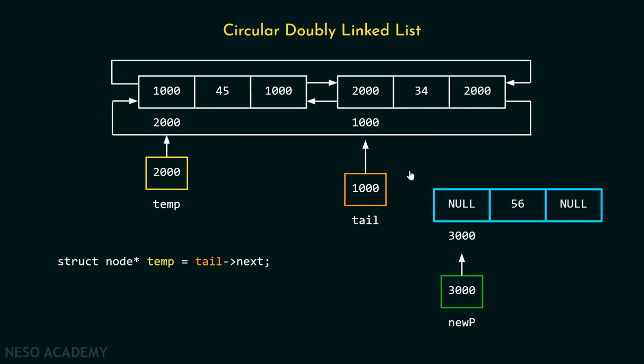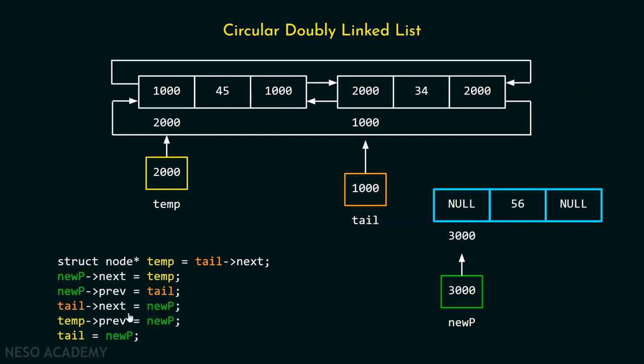For this purpose, first we have to have a temp pointer which must point to the first node of this list. After this, we need these 5 lines of code. newp next equal to temp, newp prev equal to tail, tail next equal to newp, temp prev equal to newp, and tail equal to newp. Now let's try to understand this procedure one by one.